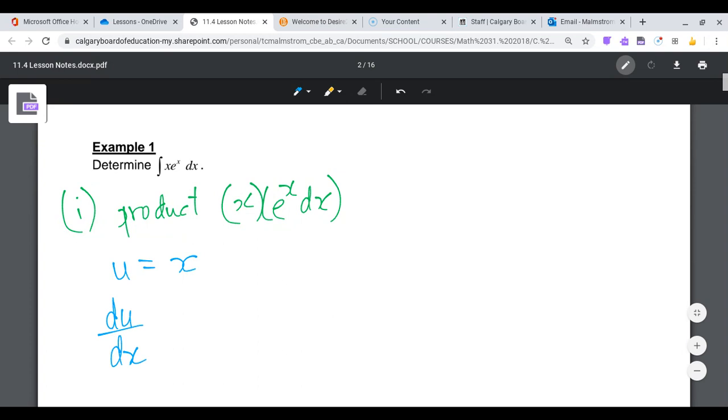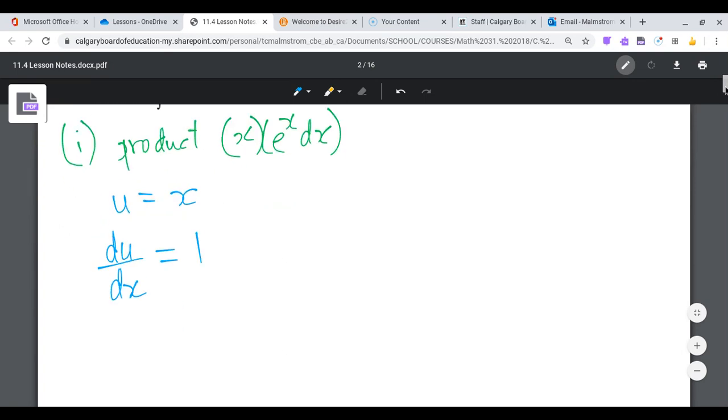So du dx, the derivative of x, is 1, and now I need that to be written as du. This is different than the substitution rule, where I wanted dx isolated. Now I want du isolated, so I'm going to multiply the dx up. This is the trickiest part about integration by parts after substitution, is recognizing who you do what with when.